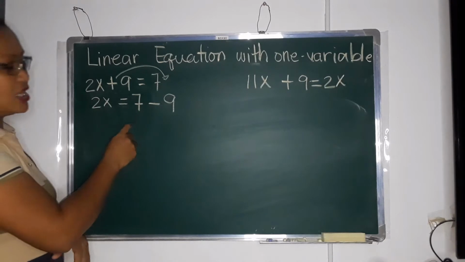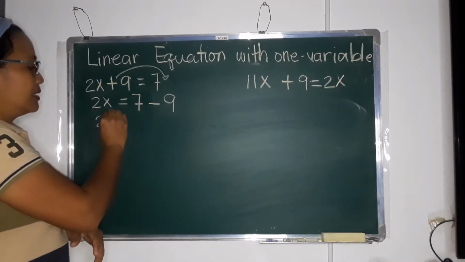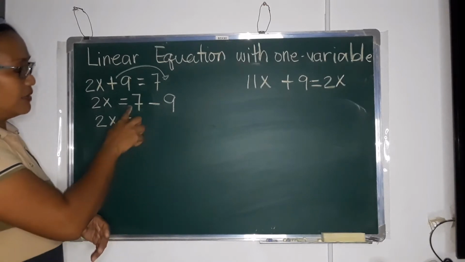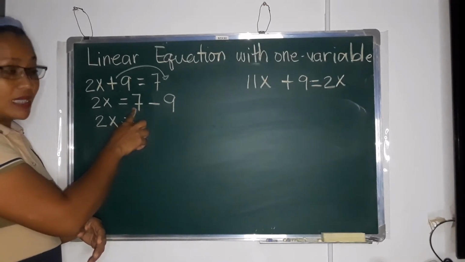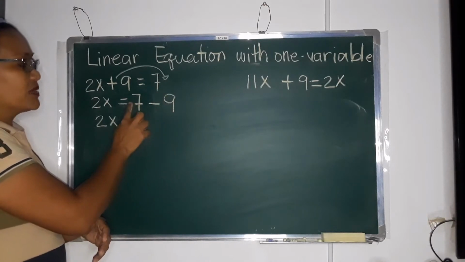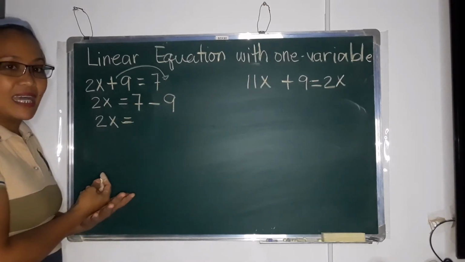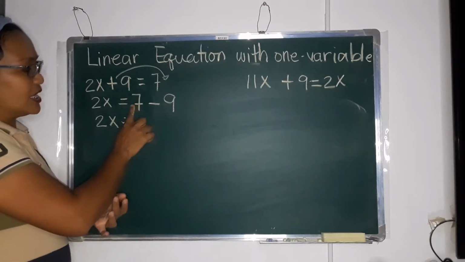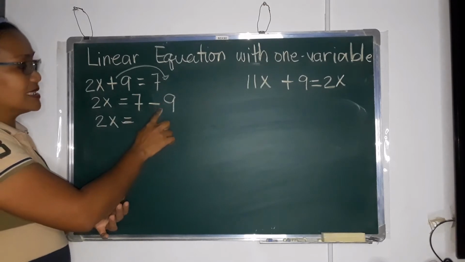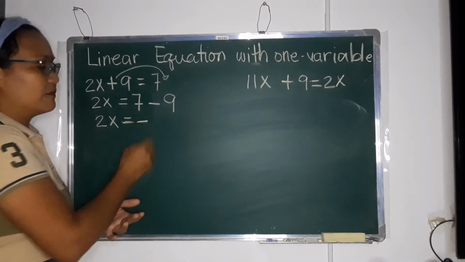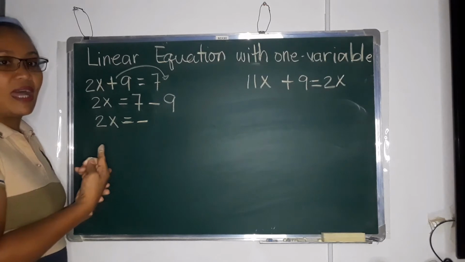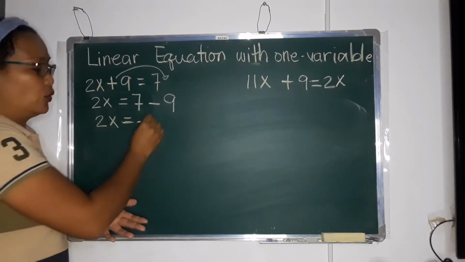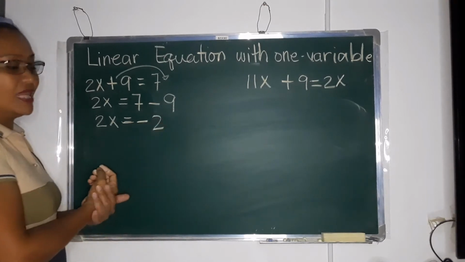So let's continue. So 2x now is equal to 7 minus 9. If you notice, the sign of 7 is positive and the sign of 9 is negative. So if they have unlike sign, copy the sign of the greater value. So, kung napapansin ninyo, ang sign ng greater value is negative. So, negative tayo. And, subtract the number. So, 9 minus 7 is 2. Okay.